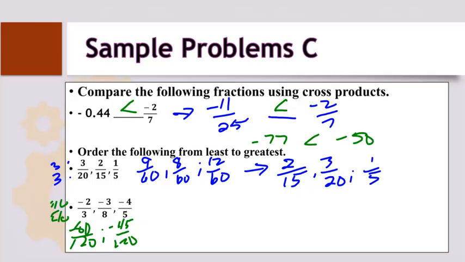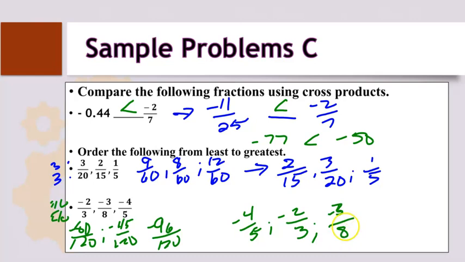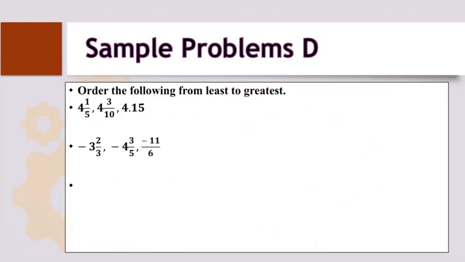And 24 times negative 4 is negative 96 over 120. So the least would be negative 4/5. Then would come negative 2/3. And the largest number would be negative 3/8.